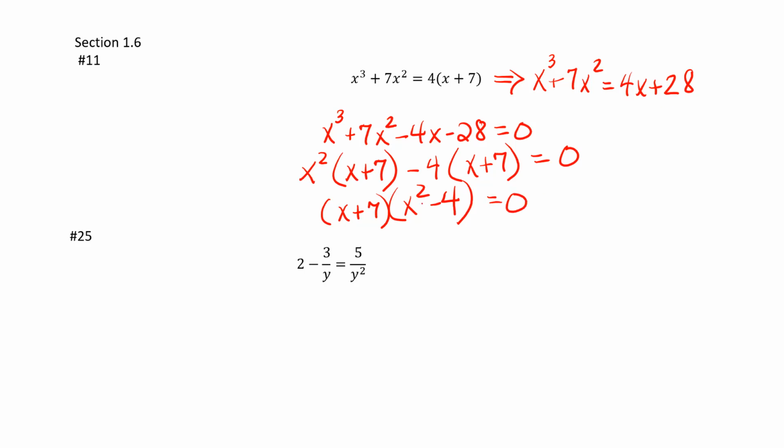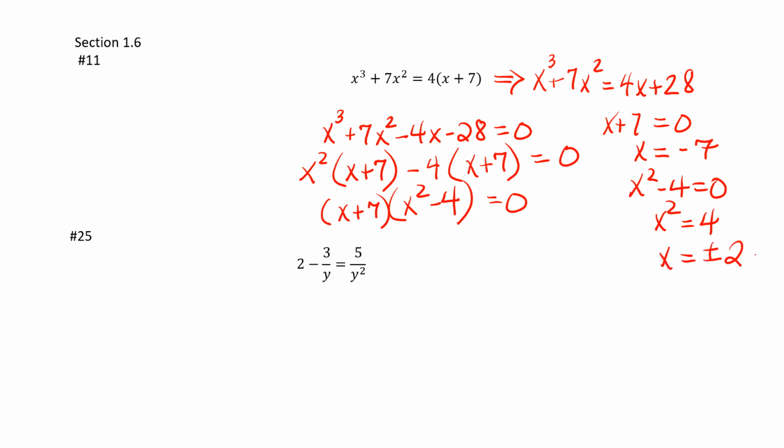This means since these two factors multiply together to give us 0, one of them must be 0. So either x plus 7 is 0, which means that x is negative 7, or x squared minus 4 is 0, which means that x squared is 4, and x is plus or minus the square root of 4, which is 2. So our solution set for this problem is going to be negative 7, negative 2, and positive 2.